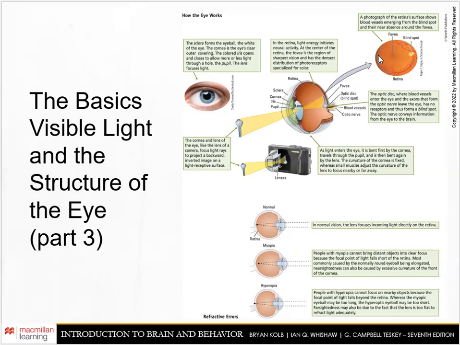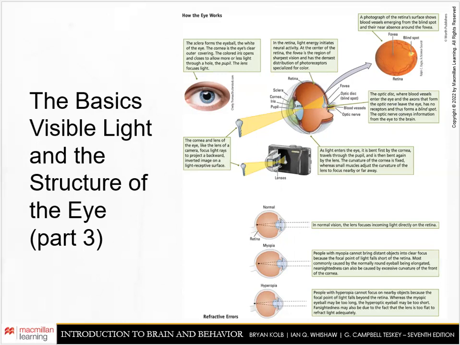Here we have a photograph of the retina's surface. We're able to see some of the distribution of the blood vessels that exist on the retina. And we can see here that we do have this blind spot, which is really interesting. That blind spot is where we have the optic disc, where the blood vessels enter the eye, and the axons that form the optic nerve leave the eye. It has no receptors, and so we have a blind area there. And it's very, very small.